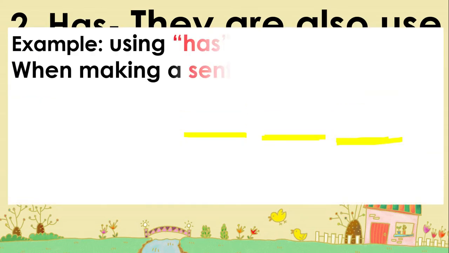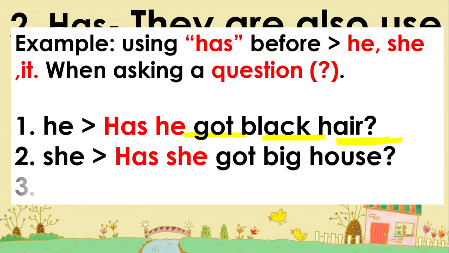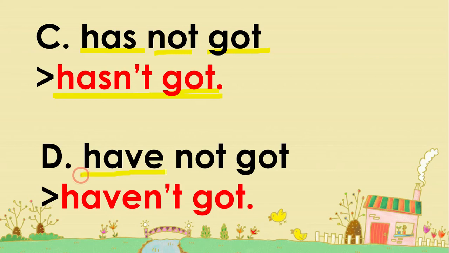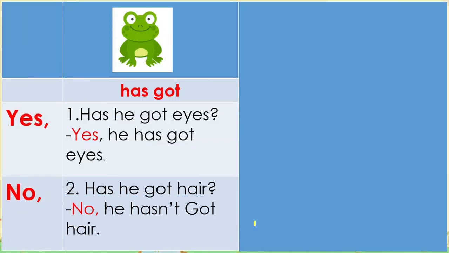Let's move on with our next topic. The long word for has not got, the short word is hasn't got. Hasn't got. The long word for have not got is have not got, and the short word is haven't got. Haven't got. Okay? So let's take some examples. The word has got first. Okay, has got.